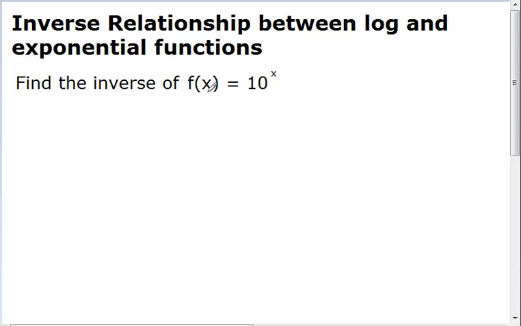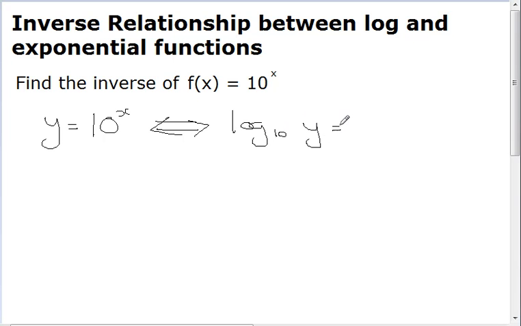Now to find the inverse of any function, I'll start by writing y equals 10 to the power x. And then of course I have to make x the subject of the formula. And to do that, I'm going to have to change this equation into a logarithmic format. So this is the same as log to the base 10 of y equals x. And simply by changing that into logarithmic format, you can see that x is now the subject of the formula.